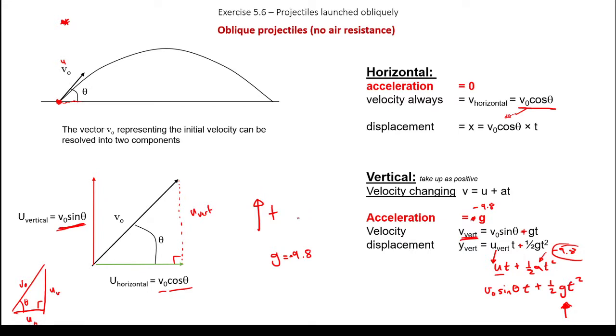And just like before, if we want to find the velocity at some point here, we find the vertical component, we find the horizontal component, and we can add them together as vectors.